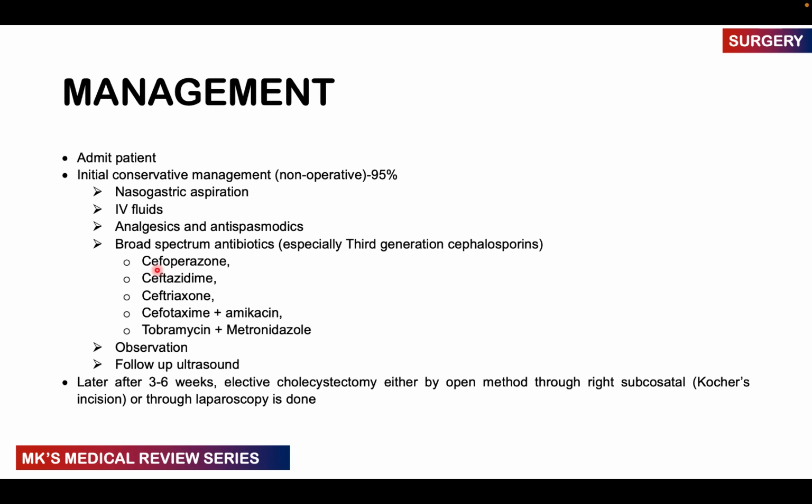Now, how do we manage these patients? So generally, you want to admit the patient, and the initial management is actually conservative in 95% of the patients. So you want to push in an NG tube to aspirate anything that may be in the stomach if they are showing even features of intestinal obstruction. You want to give them some IV fluids, analgesia, and some antispasmodics are good.